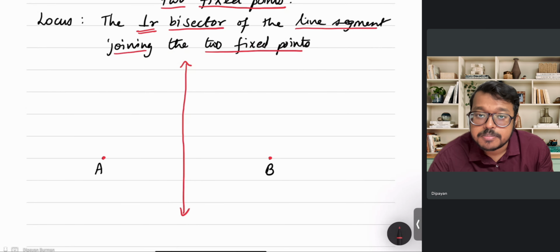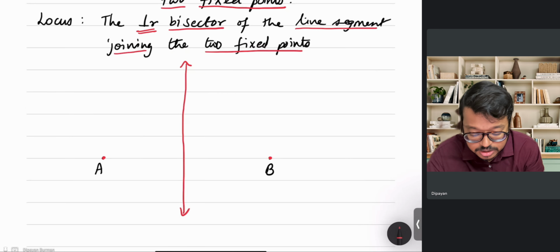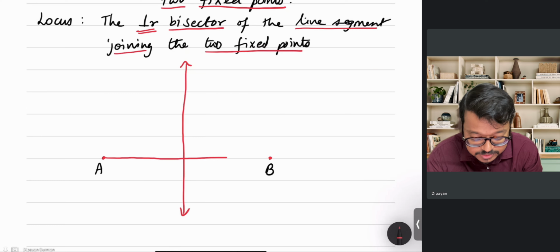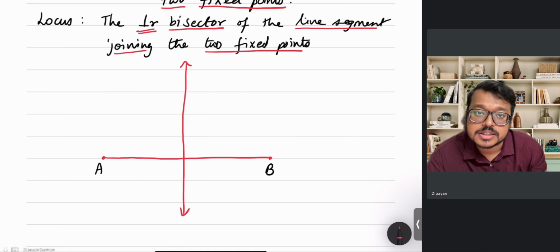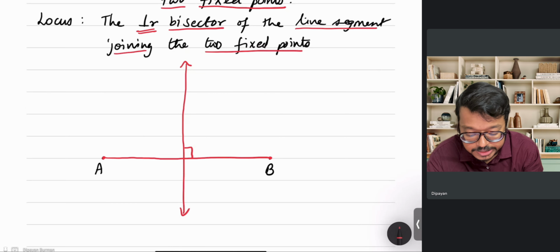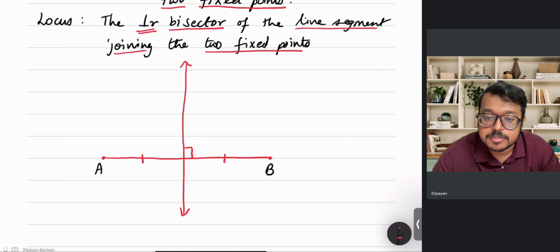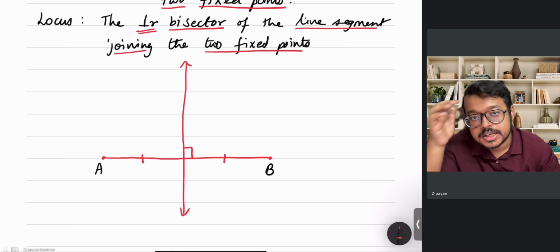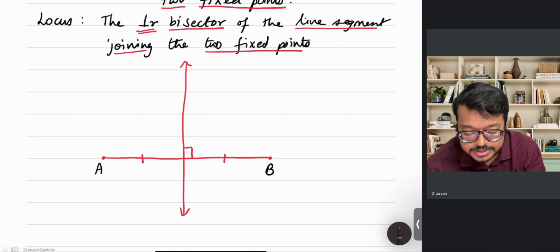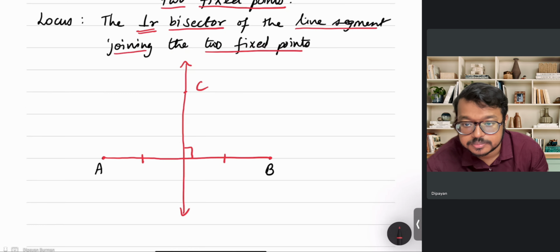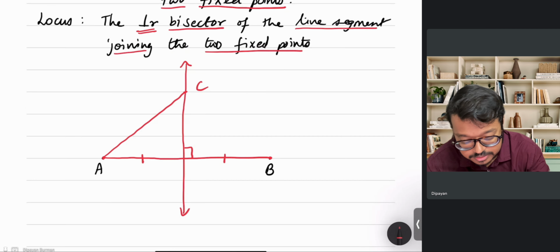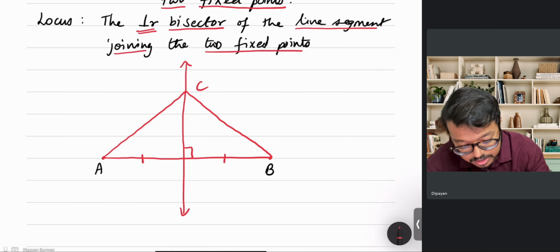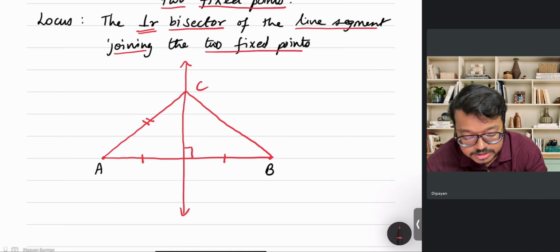And this is the perpendicular bisector of the line segment joining A and B. So if I join AB, I have this line segment AB now, and this line which I have drawn as the locus is the perpendicular bisector of AB. So if I choose any point on this line, let's say I choose point C, then if I join AC and BC, AC will always be equal to BC.